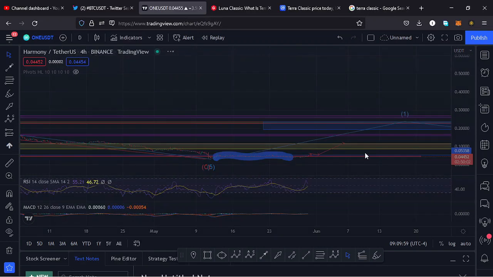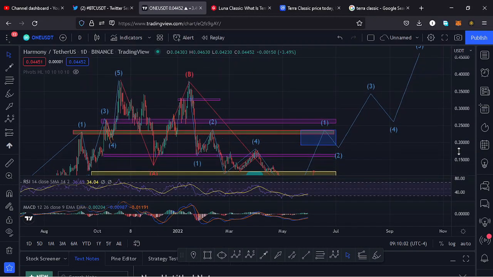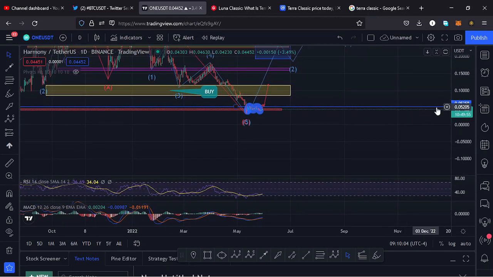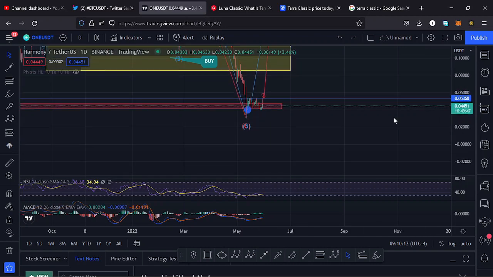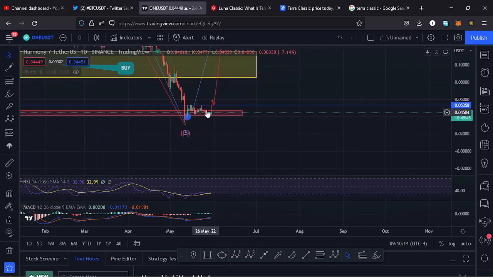And most importantly, we need to continue holding above this key support area at the $0.04 mark, because the moment we lose that area, that would mean the worst case scenario for Harmony One might be playing out, and that could take us to around the $0.02 mark. So I hope Harmony One will continue holding above the $0.04 mark. And if that happens and then we see a pump on the Bitcoin chart, it's possible for us to also see a massive pump on the Harmony One chart.